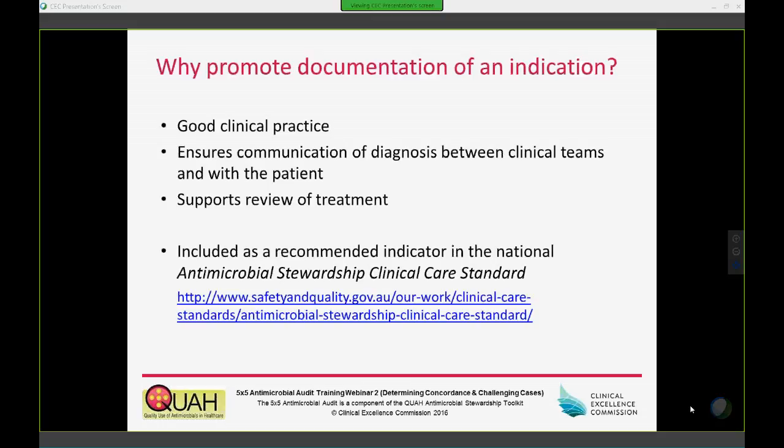It's also been included as a recommended indicator in the National Antimicrobial Stewardship Clinical Care Standard. And if you don't know about that clinical care standard, we've got the link there. But essentially what it describes is the care that a patient should expect and should receive when they're prescribed antibiotics for an infection.